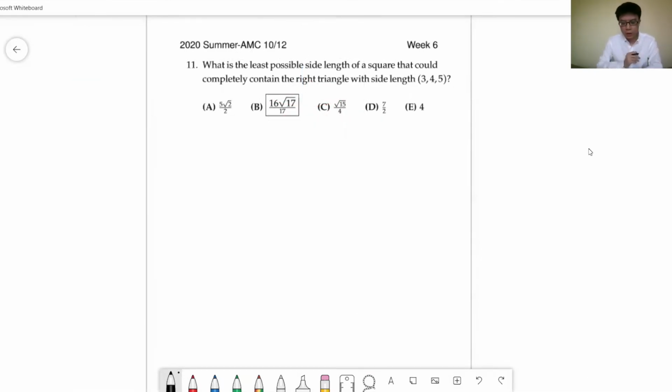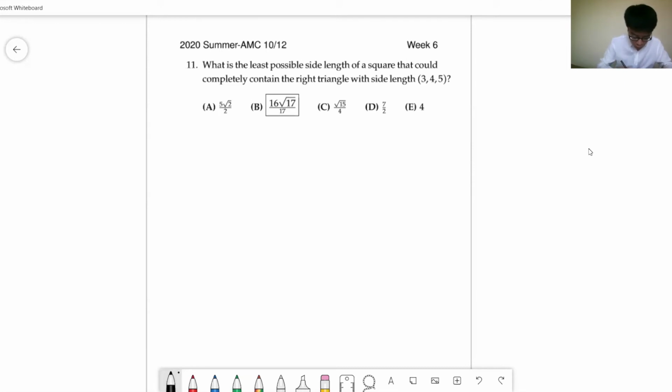So we have a triangle. It's a right triangle with side lengths 3, 4, 5. So we want to use a square to contain this triangle. What's the minimum side length of this square? All right, let's try to see what's the relative position between this triangle and the square.